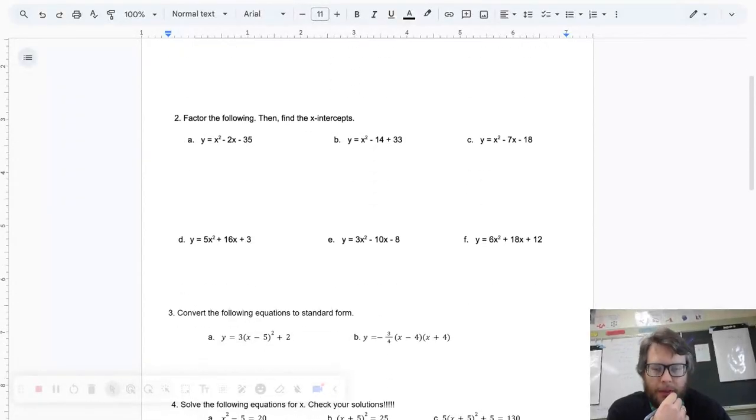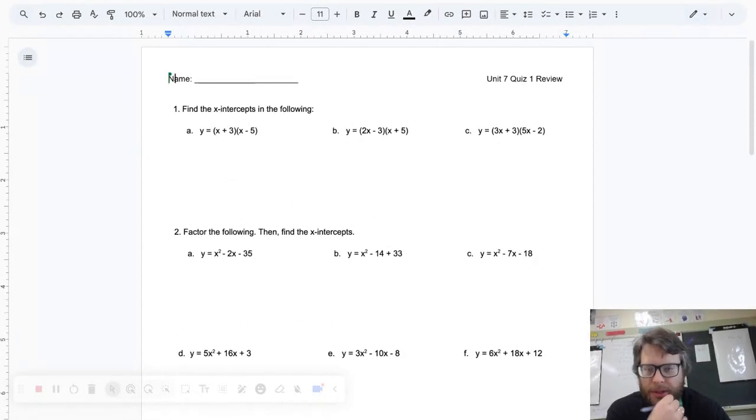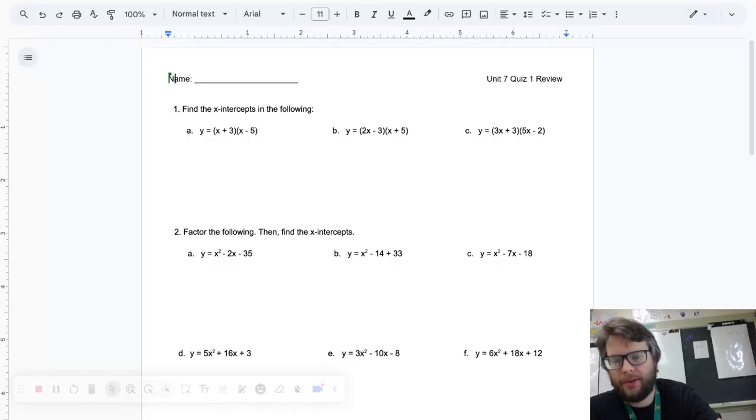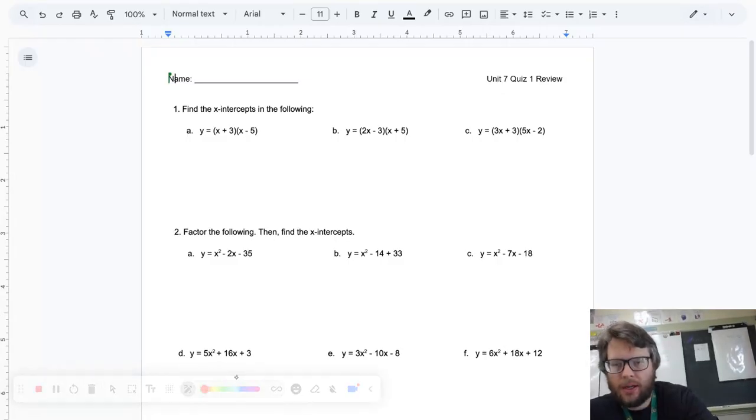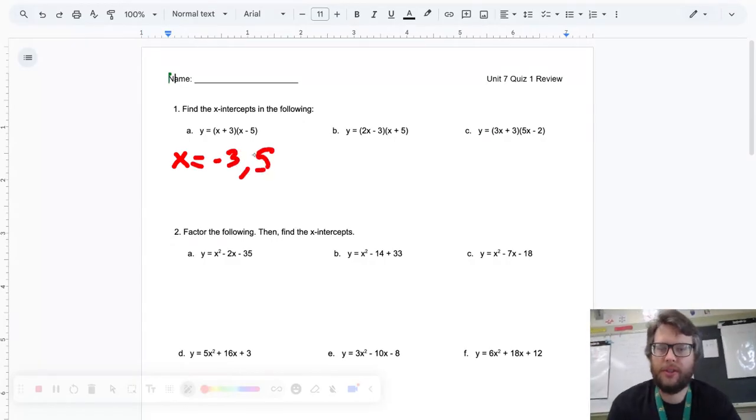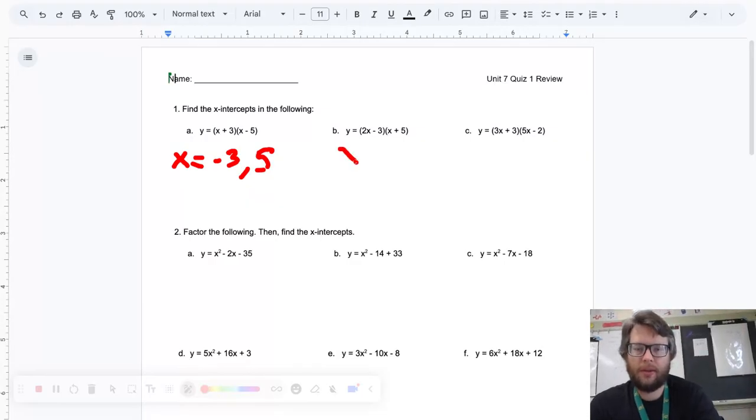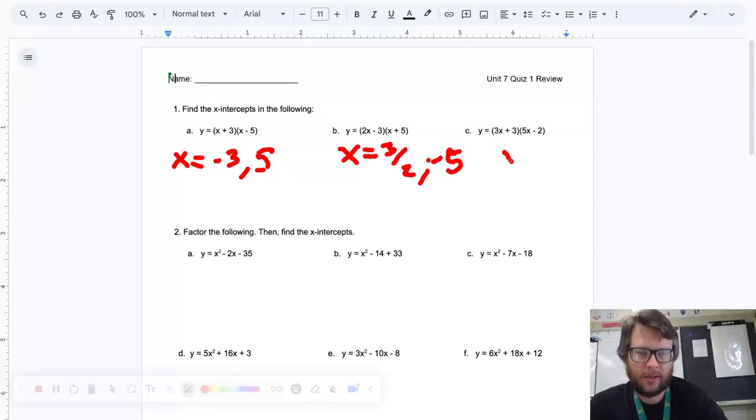Alright, so in this video I'm just going to try to go quickly through the quiz review for Unit 7. So finding x-intercepts just means what numbers make parentheses 0. So on that first one it's just negative 3 and 5. Here it's 3 over 2 and negative 5. And here it's negative 1 and 2 over 5.